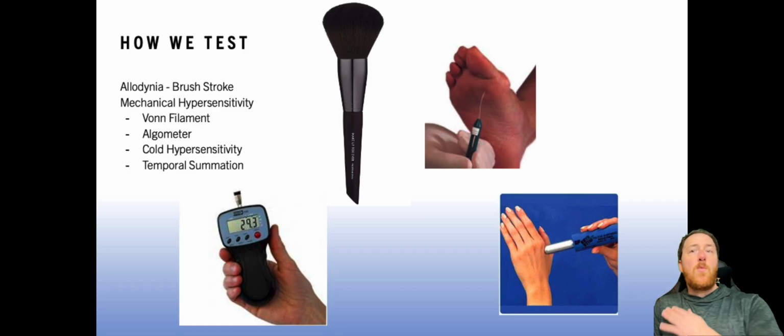Temporal summation: pressing into someone, backing out, pressing again, backing out, pressing in, backing out. Does that ramp up their pain? That's another test that you can do to people. So there's a whole lot of ways that we can tell and treat persistent pain and measure persistent pain. But a lot of times, you just do need some of the tools to do it.